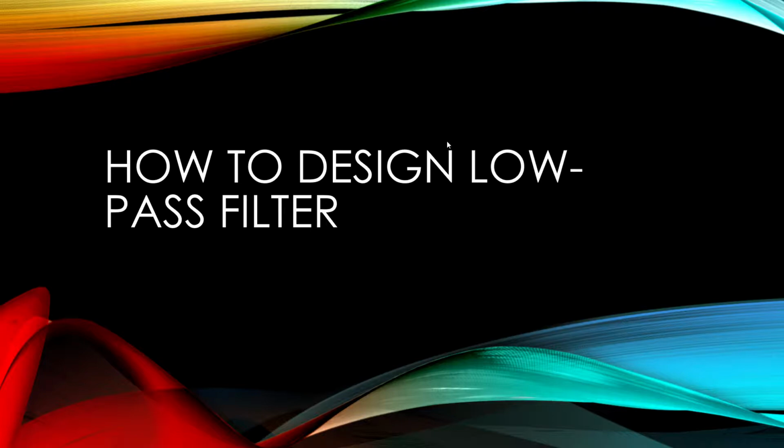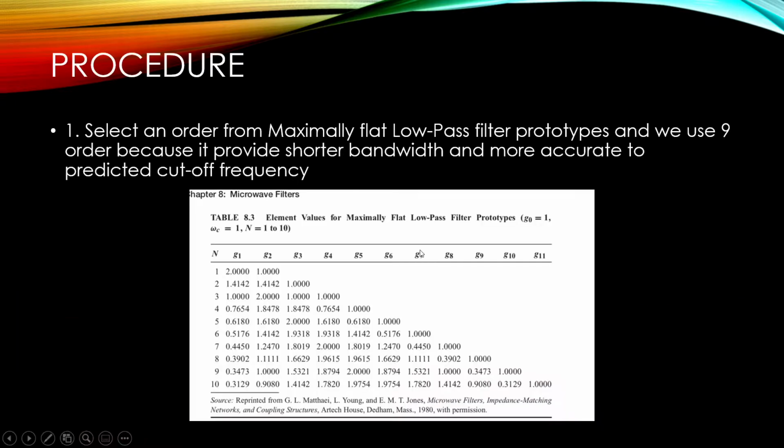Okay, hello everyone. Now we're going to show how to design a low pass filter. Okay, so let's see how it goes. First, you have to select an order from the maximally flat low pass filter prototypes, and we use order 9 because it provides a shorter bandwidth and is more accurate to predict the cutoff frequency.